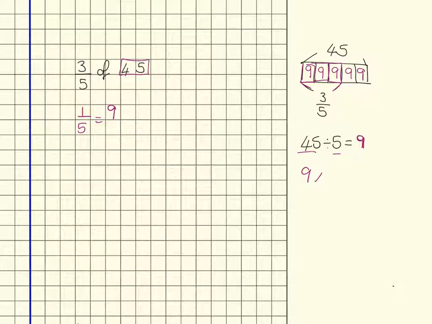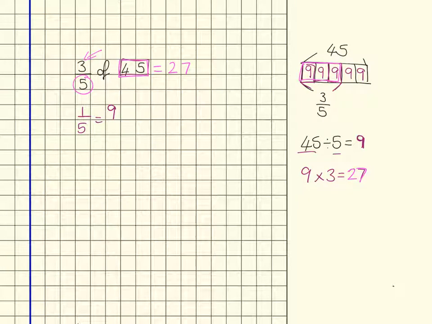And I know that 9 times 3 equals 27. So that tells me that 3/5 of 45 equals 27. So effectively what I'm doing here is I'm dividing the whole by the number of parts, and then I'm multiplying it by the number of parts that I have.